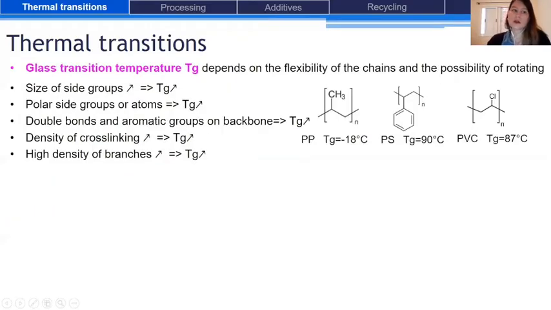So the values of the glass transition temperature and of the melting temperature depend on the characteristics of the polymers. Let's start with the glass transition temperature, Tg. It depends on the flexibility of the chains and the possibility of rotation and conformational changes. For example, if the size of the side group increases, if we have a more bulky side group, the Tg will increase because the chains will be much less flexible.